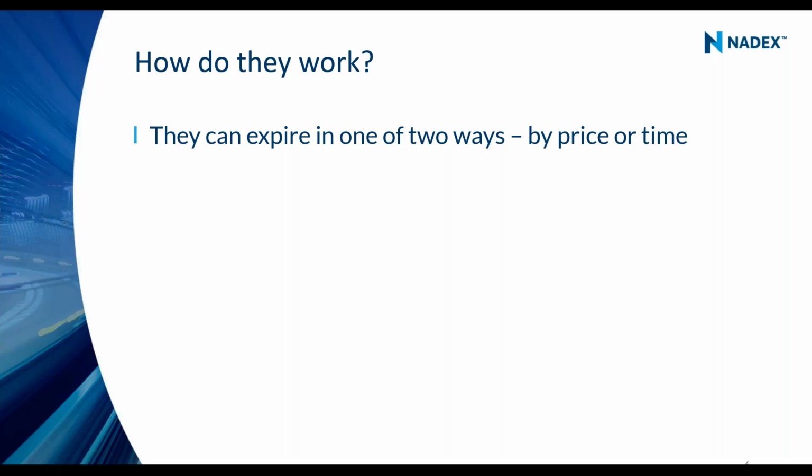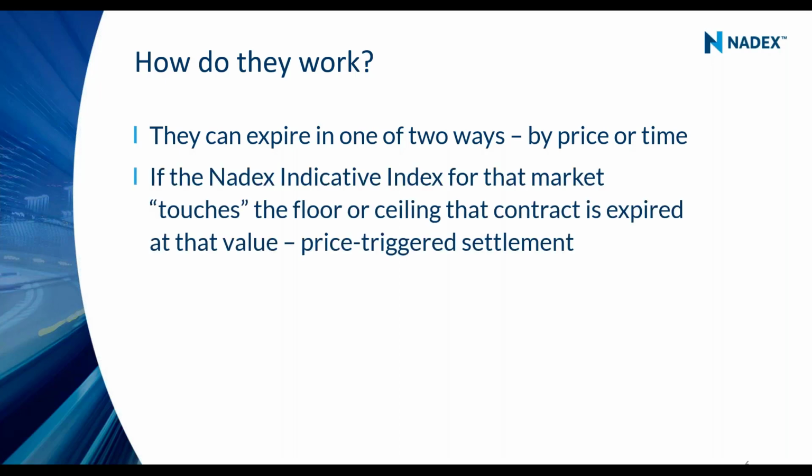Let's first talk about a price triggered settlement. So we've got a Nadex knockout. And again, I'm going to use gold because I think it's just super easy to understand. I'm buying or selling the price of gold. So it's trading at 1720. I buy it if I think it's going higher. I sell it if I think it's going lower. And if the underlying market for that product touches the floor or the ceiling, the contract settles.